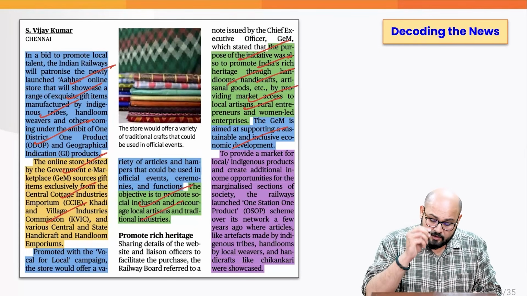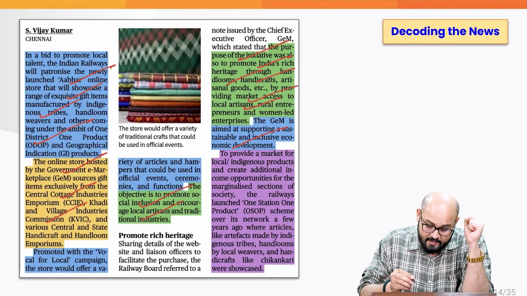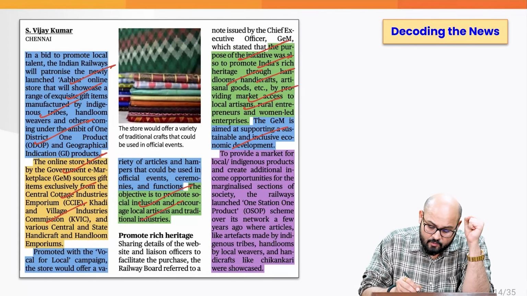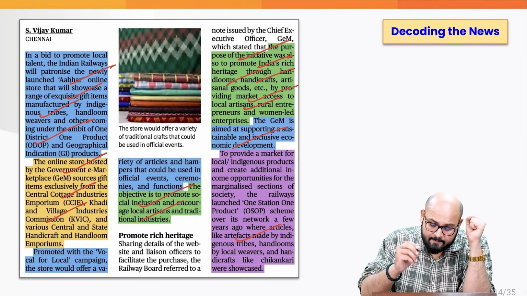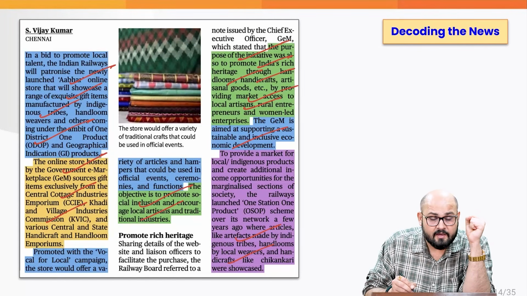The Railways launched One Station, One Product in line with One District, One Product over its network a few years ago, where articles like artifacts made by indigenous tribes, handlooms by local weavers, and handicrafts like chicken curry were showcased.